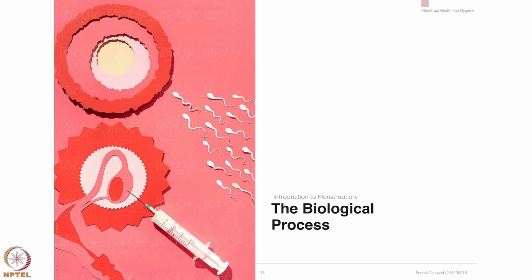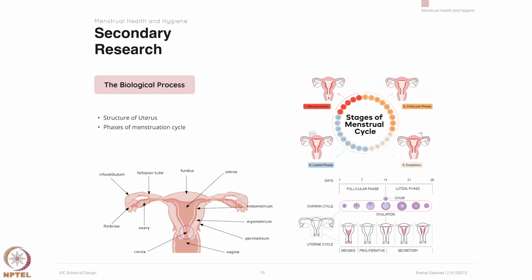Then I looked at what is the biological process that happens in adolescent girls on account of menstruation. Then I went to the different stages of the menstrual cycle, like menstruation, follicular, ovulation, and luteal phase. So, the project revolves around this.